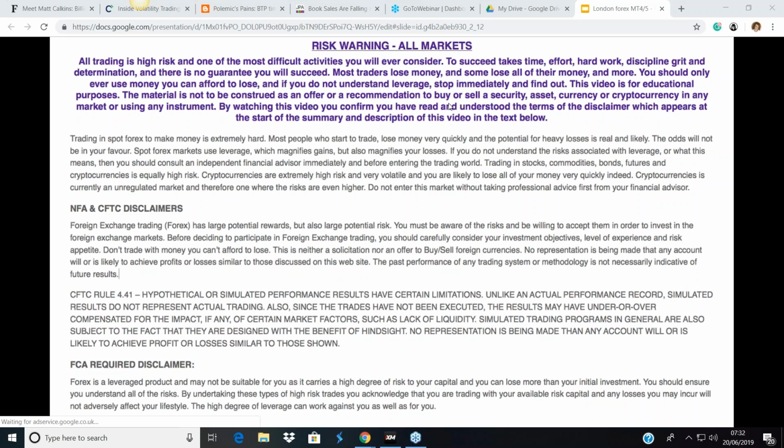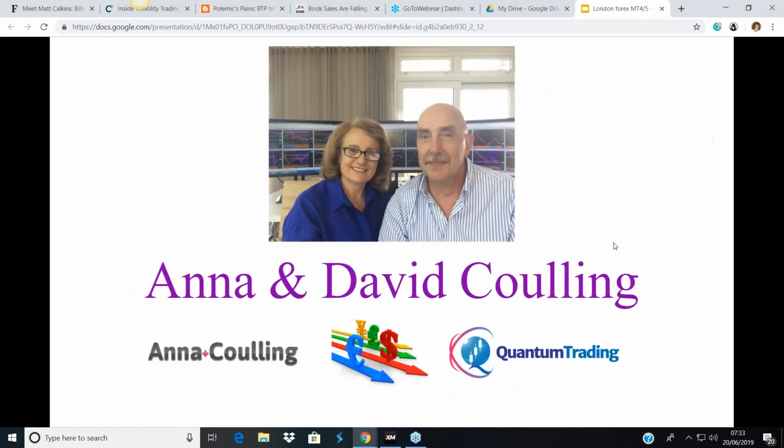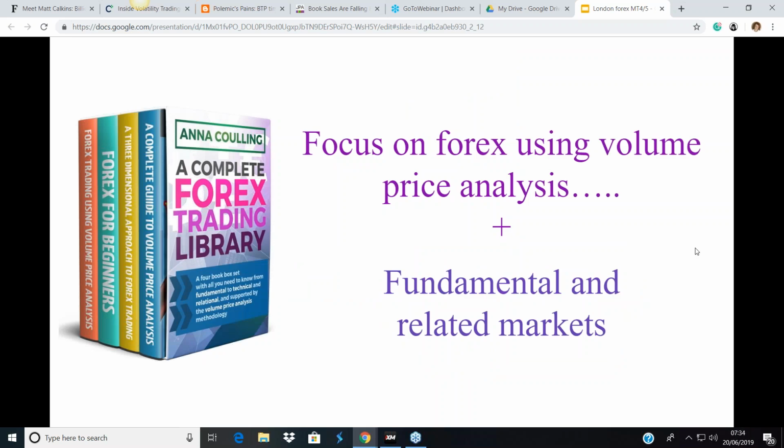In this session and all the sessions, we look at the markets through the prism of volume price analysis, supported by our quantum trading tools. I know we have lots of new people come to these sessions, as well as some of our quantum users, some of the students on the forex program, and traders who perhaps have read the books. But if you don't fall into any of those categories, you can learn about volume price analysis in the books that are on Amazon.